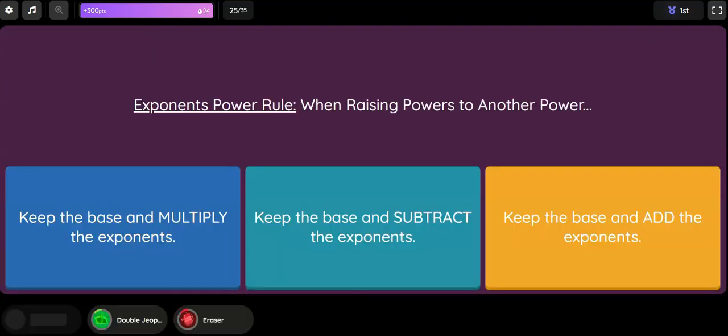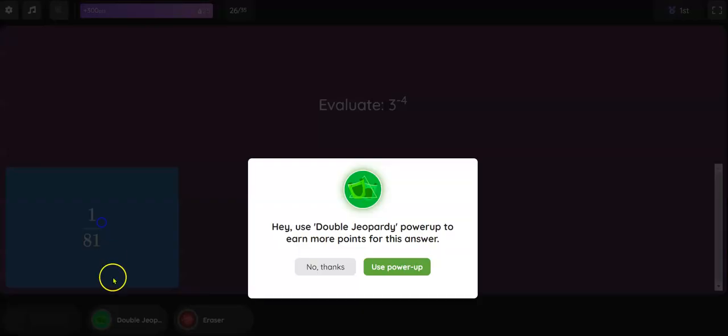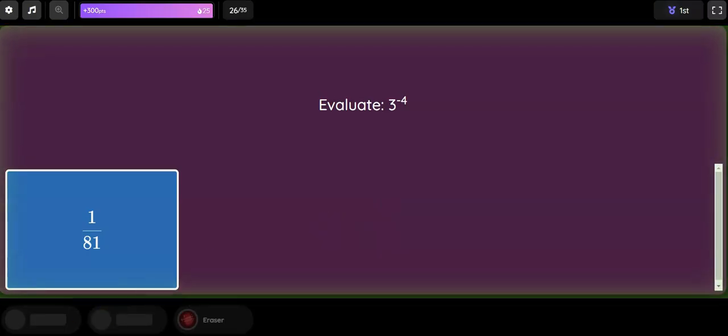Power rule. When raising powers to another power, you keep the base the same and you multiply. You distribute. When you have a negative exponent, take the reciprocal. Once you flip it, the power becomes positive. You do not have a negative answer. You have a fraction. 3 to the 4th power is 81. You can use your calculator if you don't know that. 1 over 81 is the final answer.